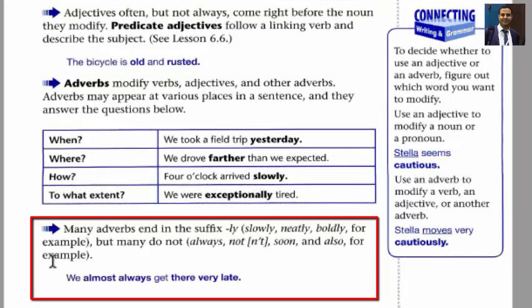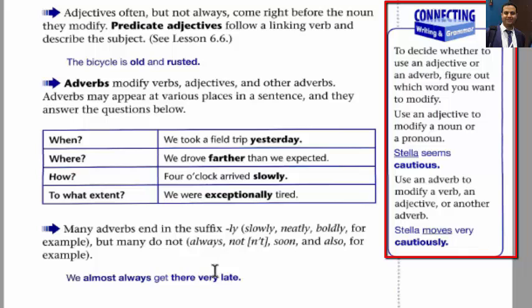Many adverbs end in the suffix ly. Many of them, not all of them, like slowly, neatly, boldly, but many do not, like always and not and also. To decide whether to use an adjective or an adverb, figure out which word you want to modify.